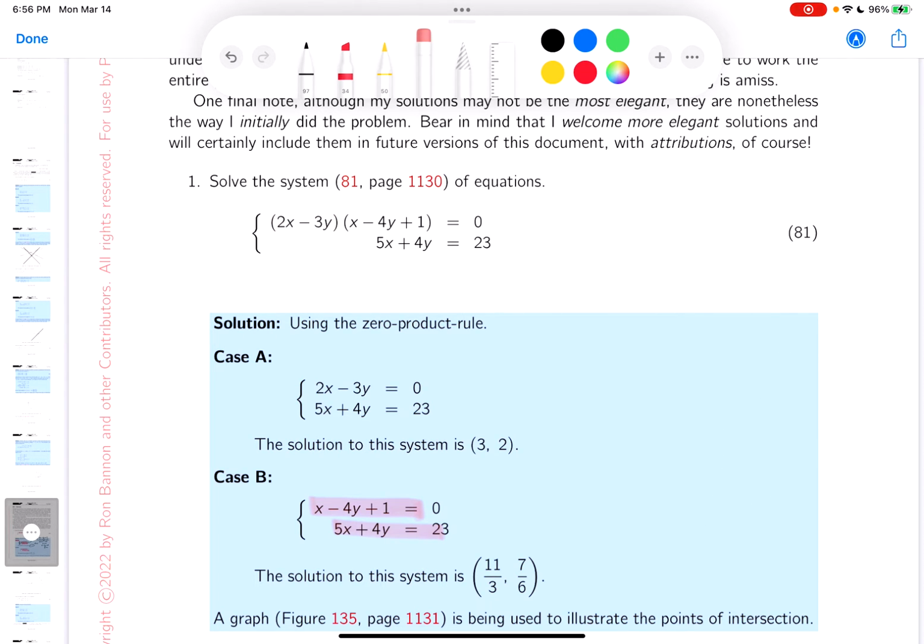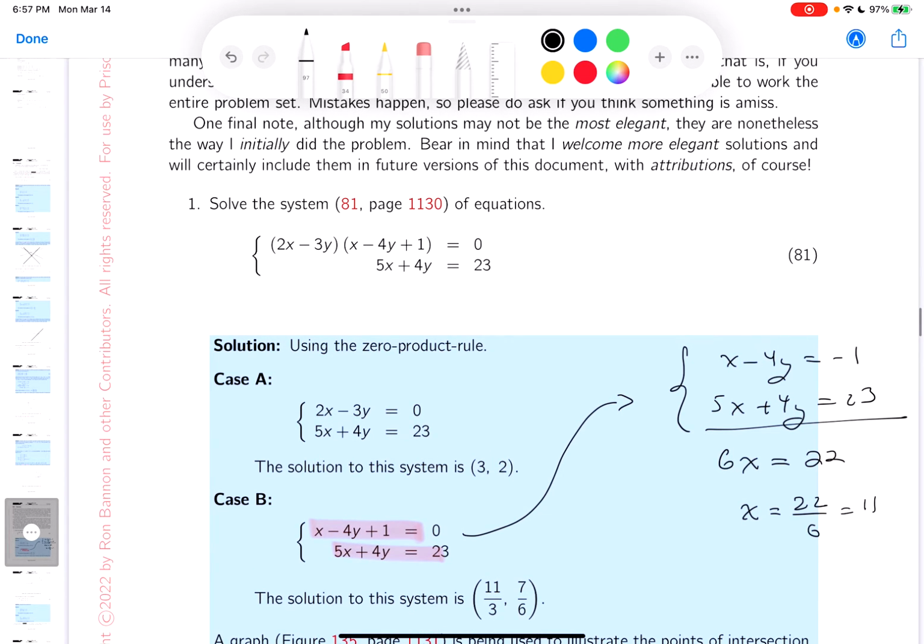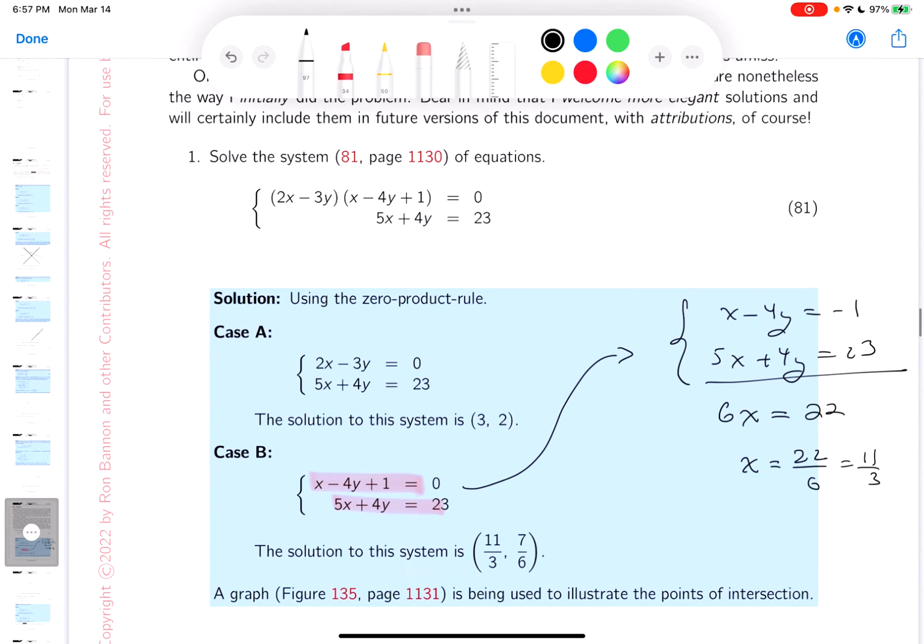Let's do case B. In case B, I need to rewrite the system so it's in standard form. And what do you get there? x minus 4y is equal to minus 1, and 5x plus 4y is equal to 23. I'm going to add these together. You get 6x equals 22, and that means x is equal to 22 over 6, which is going to be 11/3.